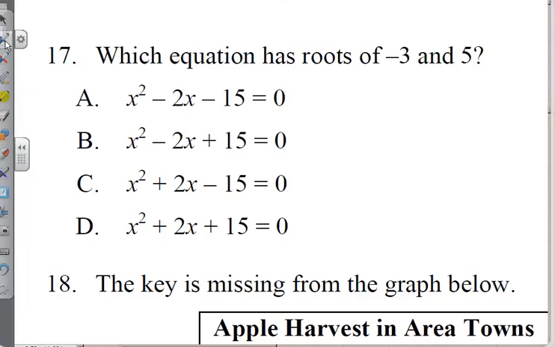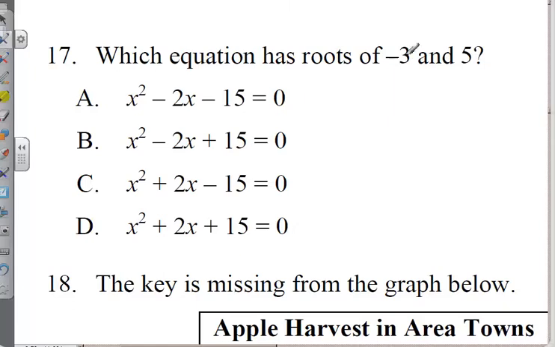Alright guys, the right time to solve a quadratic equation. And by taking your high school proficiency exam, this is definitely one of the types of problems that you will encounter. Which equation has roots of -3 and 5? And you have four options, A, B, C, and D. Well, how can we figure out which one is the right answer?